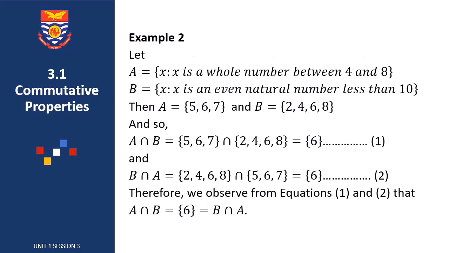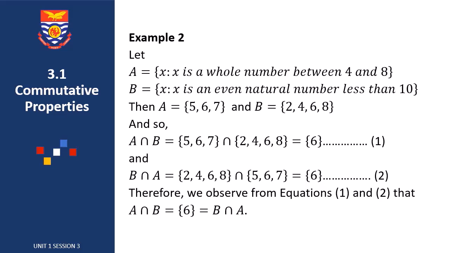We will look at an example under commutativity of intersection, and we are going to consider the same sets that we considered when we were doing commutativity of union. And so set A is X such that X is a whole number between 4 and 8. B is X such that X is an even natural number less than 10. By way of listing these members, set A is 5, 6, and 7, and set B is 2, 4, 6, and 8.